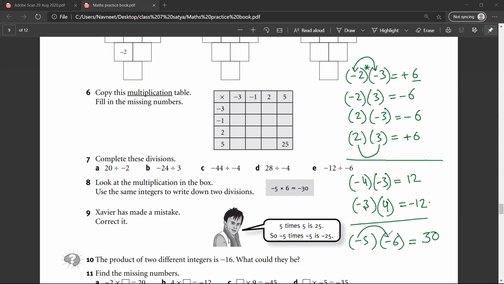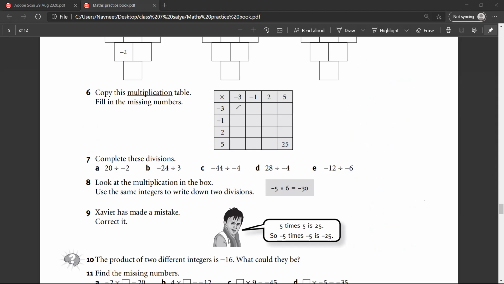Minus into minus. See how you can remember is, if there is a minus and it is multiplied by minus, you will get plus. Minus multiplied by plus is a minus. Plus multiplied by plus is of course plus. Plus multiplied by minus is minus. Is there a doubt? No, sir. Okay. So what should I write here?